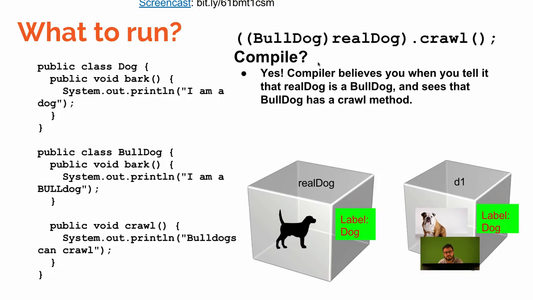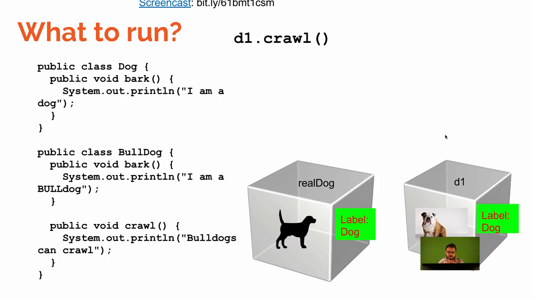This is nothing but lie number 2. This will compile just fine, but it will not run. If you need to look at that, you go back in the slides, and this is simply a class cast exception. Okay, what about d1.crawl?